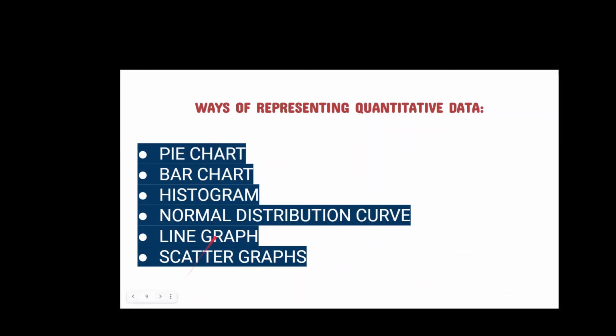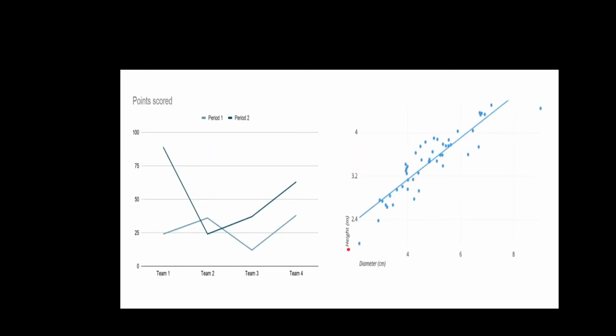And lastly, we have a line graph and scatter graph. So this is a line graph, and it basically shows you the relationship between two data points at a particular time. And it's helpful for noticing trends in certain things. And this is a scatter graph.